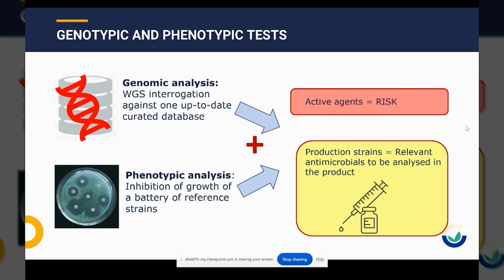If the product is found to produce antimicrobials, it will be considered a risk in the case of active agents. In the case of production strains, the relevant antimicrobials must be analyzed in the product in order to discard their presence, including sublethal concentrations of the antimicrobial that could elicit resistance in the environmental microbiota in contact with this antimicrobial.